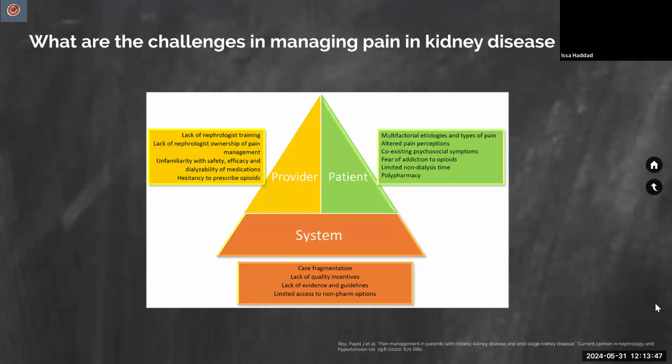I couldn't find any specific studies specifically for CKD patients for all types of pain medications studying it really closely. And limited access to non-pharmacological options. I mean, people who go to a chiropractor or those types of things are not really covered by the insurance.